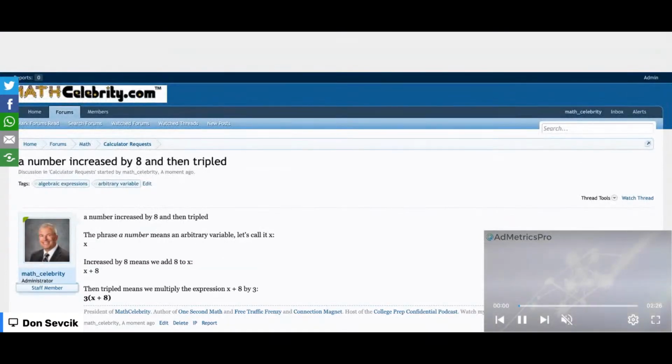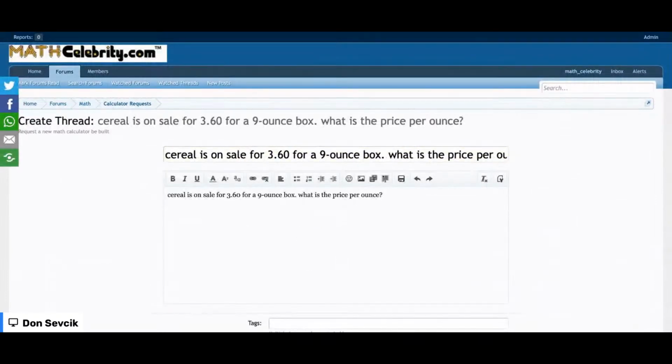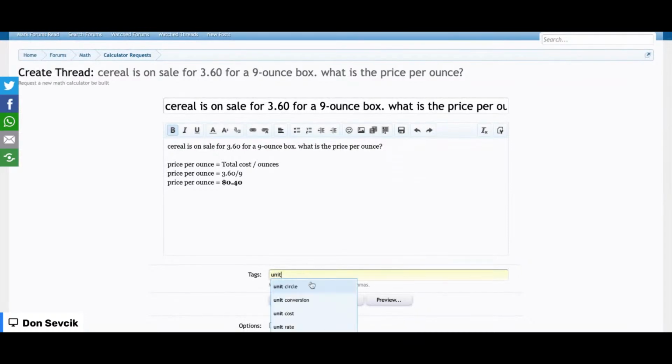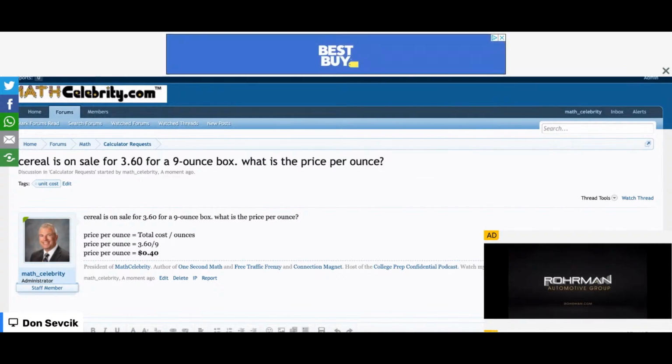Cereal is on sale for $3.60 for a 9-ounce box. What is the price per ounce? Price per ounce equals the total cost divided by the ounces. 360 divided by 9. I'm going to go off camera here and use my calculator. You might beat me. Get 40 cents. 0.40. Done. And that's called unit cost, by the way. You're going to see these problems a lot in pre-algebra and algebra. We just want the cost per a certain amount of unit, ounces, pounds, things like that.